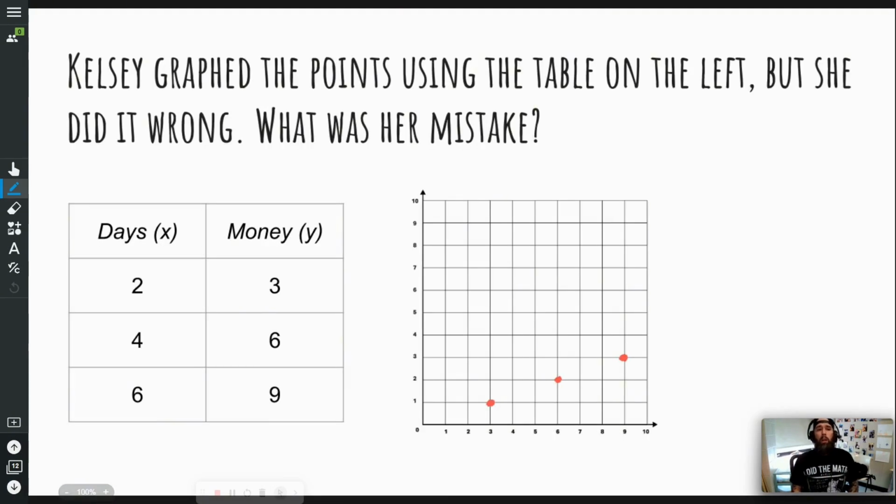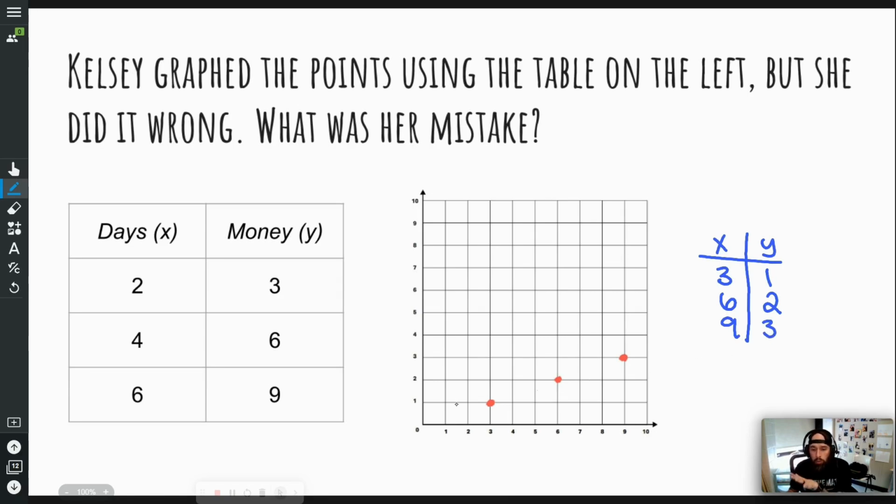Okay. Kelsey graphed the points using the table on the left, but she did it wrong. What was her mistake? Well, these points are, let me see, right 3, up 1. So if she were to make a table, and I'm just going to make a really sloppy table, days, money, she goes right 1, 2, 3, up 1. So that would be 3, 1. Then she goes right 1, 2, 3, 4, 5, 6, up 1, 2. So that's 6, 2. And then she goes right 1, 2, 3, 4, 5, 6, 7, 8, 9, and then up 1, 2, 3. So right 9, up 3.